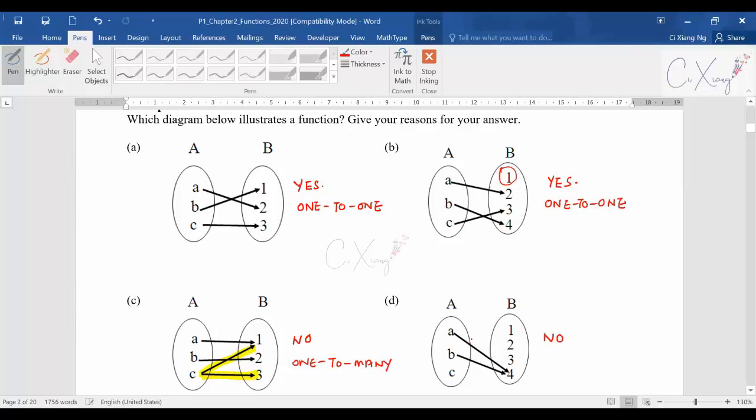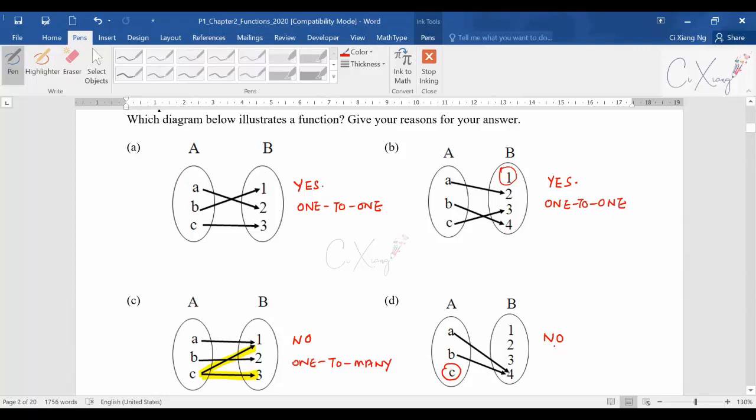Then maybe the last one, a lot of you might find it confusing. If you look, A is assigned to one value, B is also assigned to only one value, so why is it not a function? The answer is here. If you read the definition again, every element in the domain must be assigned to one and only one value in the range. If you look at the C here, you realize that it is one of the elements in the domain, but it is not mapped to any value. So it does not fulfill the definition of a function.